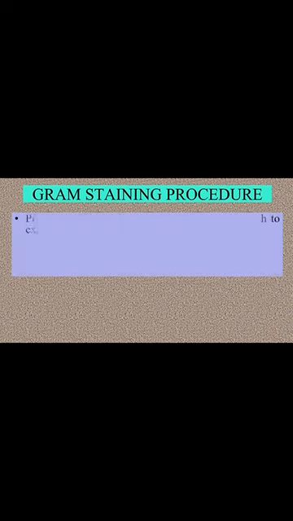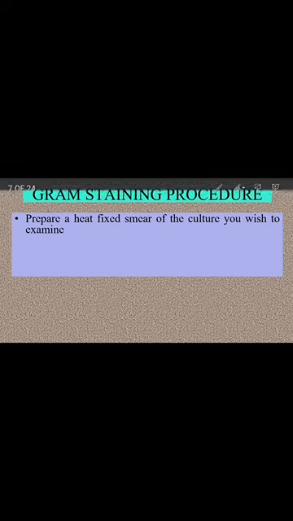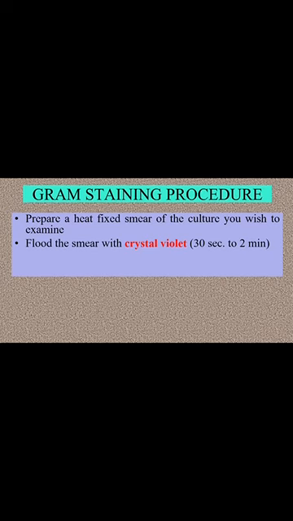Procedure of gram staining. First, prepare a heat-fixed smear of the culture you wish to examine. Which bacteria would you like to examine? How to prepare a smear we already saw in the simple staining of bacteria presentation. Then flood the smear with crystal violet. Four chemicals are important in gram staining. In simple staining we use only one stain, that is methylene blue. In gram staining you have to use four chemicals step by step.